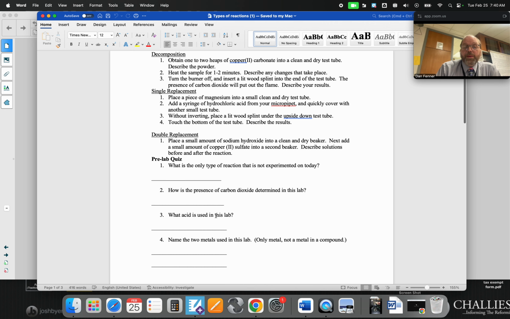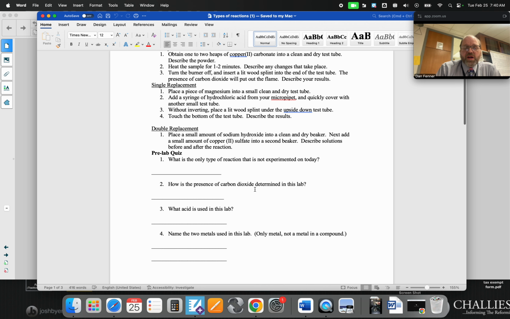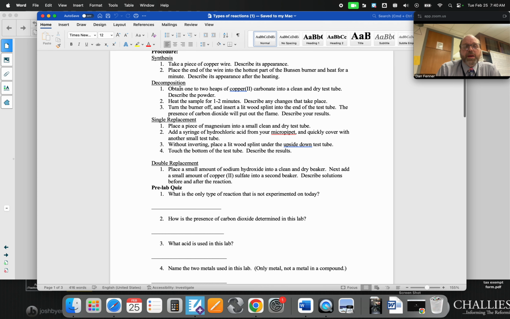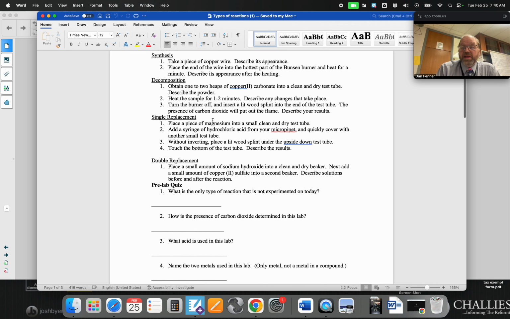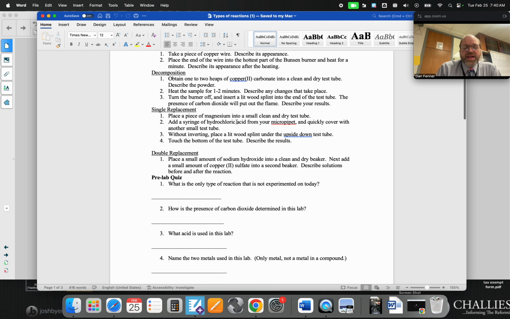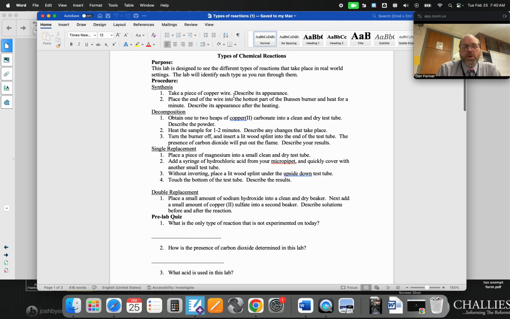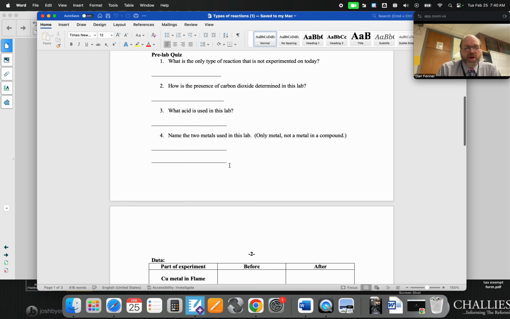There are 4 pre-lab questions. We're not looking at combustion today. What determines the presence of carbonate? If we look at the decomposition reaction, we're going to do a flaming wood splint test, and the carbon dioxide is going to cause it to go out. Hydrochloric acid is used in this lab. The 2 metals we're using are copper wire and magnesium. So those are the pre-lab questions.